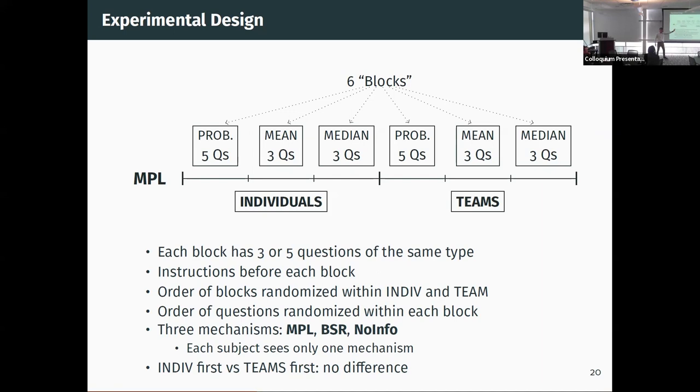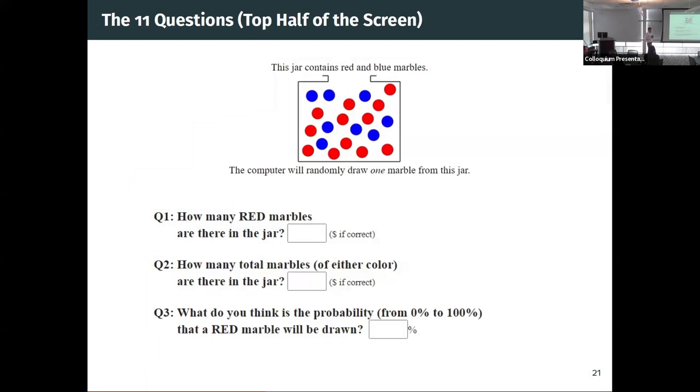They only see one. We did run a session where we did teams first, individual second, and then there was no difference. So order doesn't matter. Okay, let me show you the actual questions, at least the probability questions that we gave them.